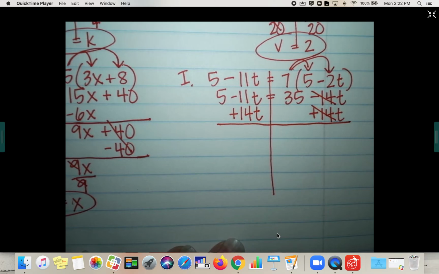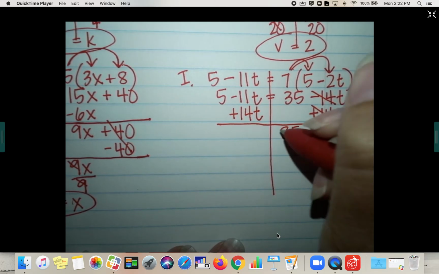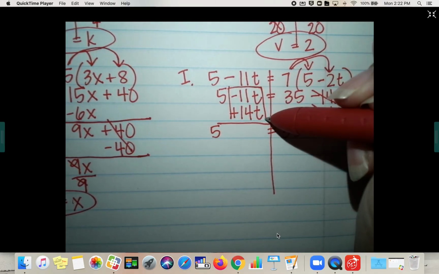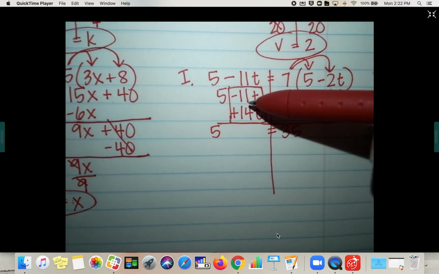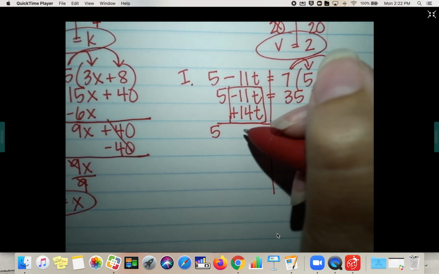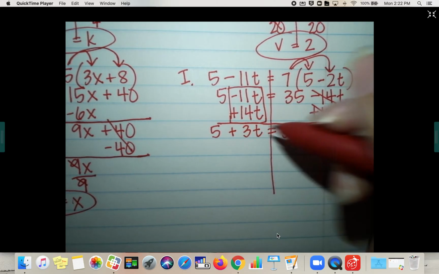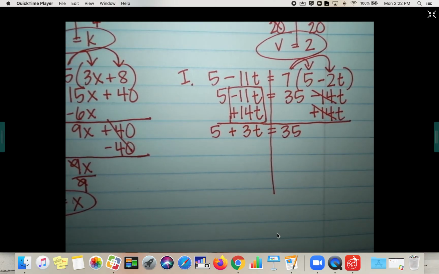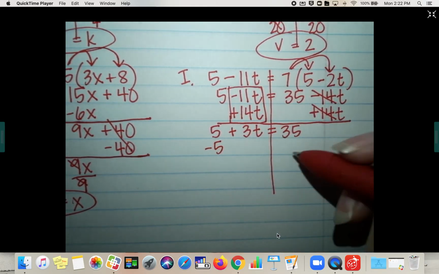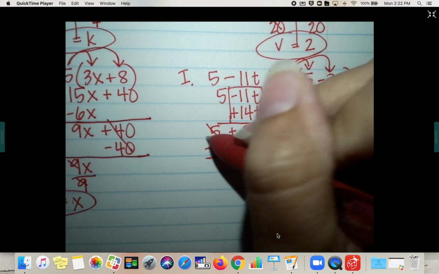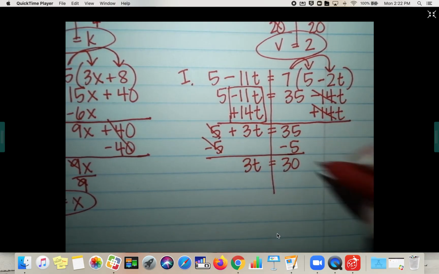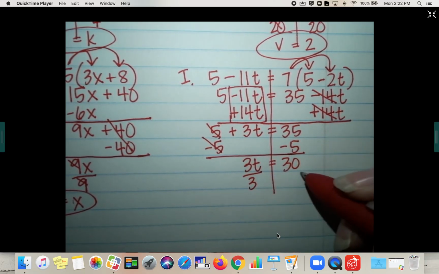On the right, they cancel and go away and leave 35 by itself. On the left, I'm going to bring down my 5, and I'm going to just combine these two. So negative 11t plus positive 14t is going to give me positive 3t. So I'm going to put plus 3t, and I have successfully eliminated my negatives by doing it that way. It's not the only way to do it, though. Next, I'm going to get rid of this 5 by subtracting it, because that will make it cancel and go to 0. I've got 3t equals 30, and then the last step is divide both sides by 3.